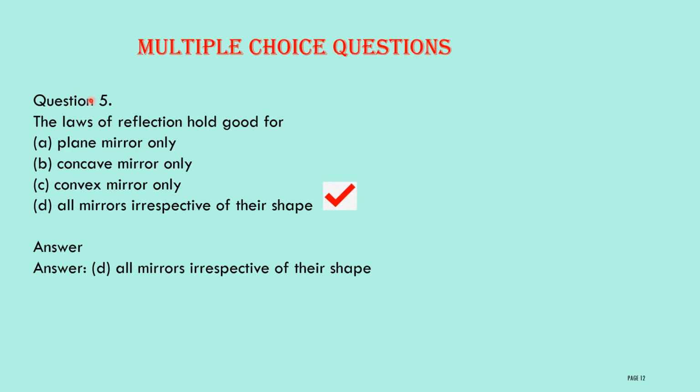Question number 5. The law of reflection holds good for: option A, plane mirror only; option B, concave mirror only; option C, convex mirror only; option D, all mirrors irrespective of their sizes. The law of reflection is valid for all types of mirrors irrespective of their shapes.